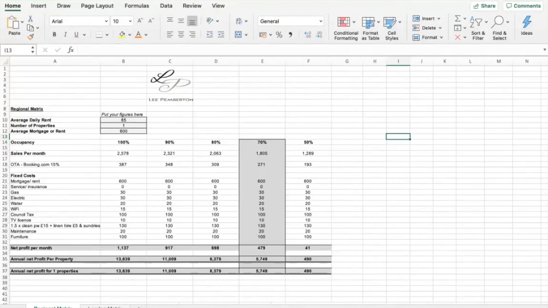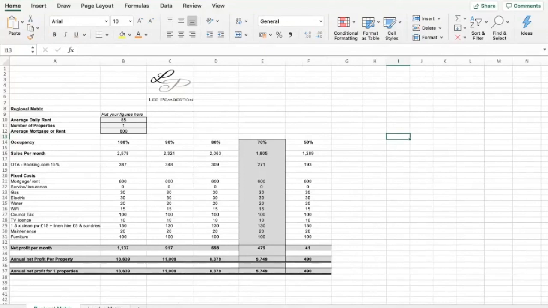Now, this is an absolute essential tool when you're running your service accommodation business, and let me share with you why that is. Whether you are starting out in service accommodation or you have a portfolio of serviced apartments already up and running, it's absolute key that you really understand at least the basic numbers.